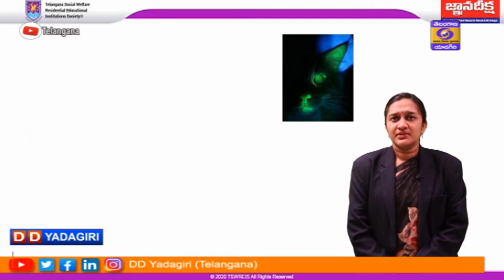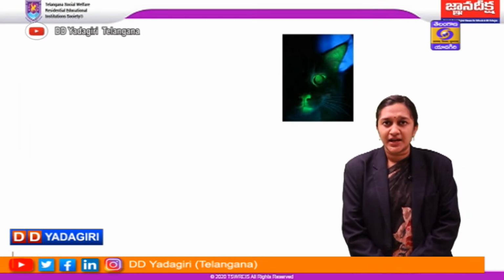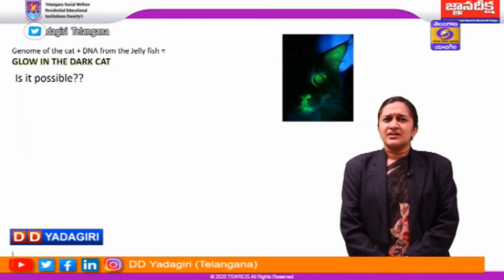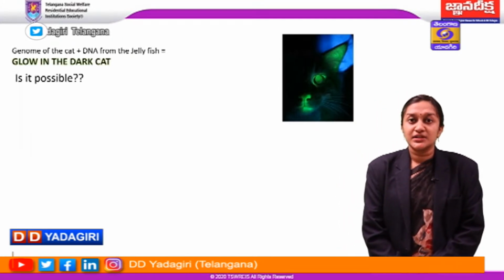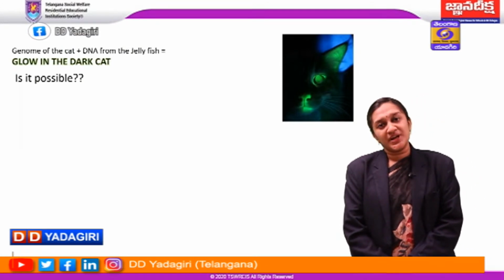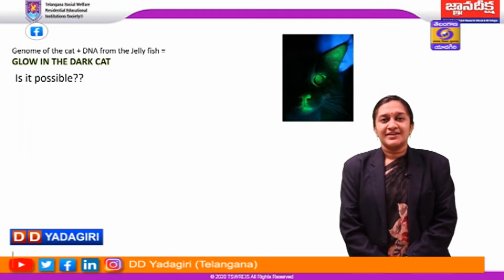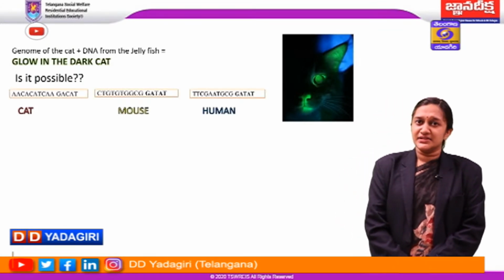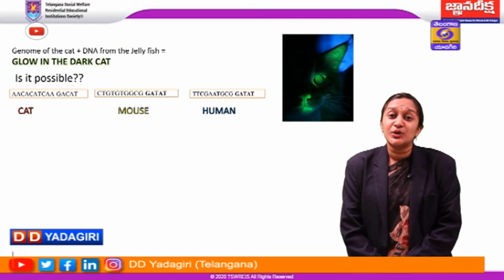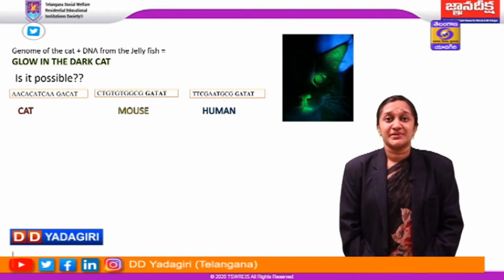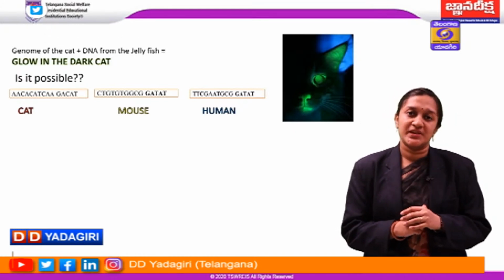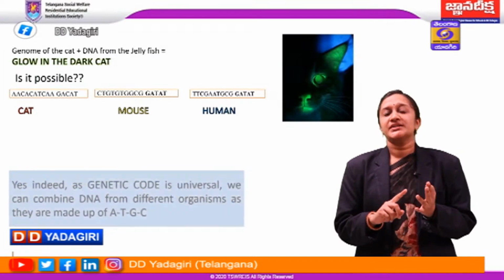Let me give you an example. Look at the slide. You observe a cat that glows in the dark. How is this possible? We all know that the cat eyes glow in the dark because the retina reflects the light. But is it possible to have a glowing cat? When the genome of the cat and the DNA from the jellyfish that glows in the dark were combined, it produced a glow-in-the-dark cat. This is possible because, as we discussed earlier, DNA is made up of 4 nitrogenous bases: adenine, thymine, guanine and cytosine.